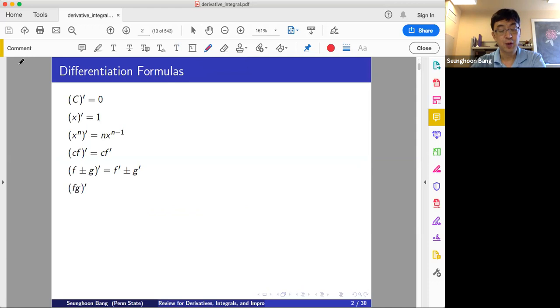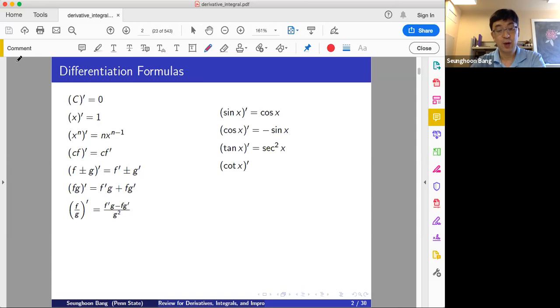F times g prime is f prime g plus f times g prime, like product rule. F over g prime is quotient rule, top prime times bottom minus top times bottom prime, over bottom squared. The sine prime, cosine. Cosine prime, negative sine. The tangent prime, secant squared. The cotangent prime, negative cosecant squared. The secant prime, secant times tan. The cosecant prime is negative cosecant cotangent.